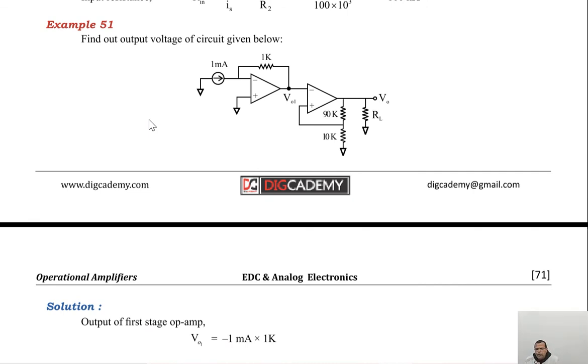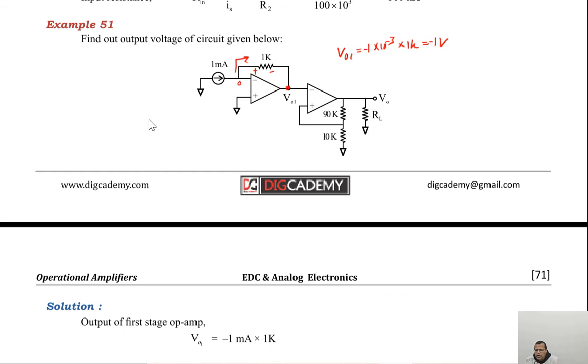Find the output voltage of the circuit given below. Here we have two amplifiers. First I will try to find the voltage at this point. Remember, this is a grounded point, so the voltage at this point will be 0. So this current of 1 milliampere will be flowing this way. The voltage drop across this will be plus minus, but V01 will be the negative of this. So I can write V01 equal to 1 milliampere of current multiplied by 1 kilo ohm resistance. So that is 1 volt, but with a minus sign outside.